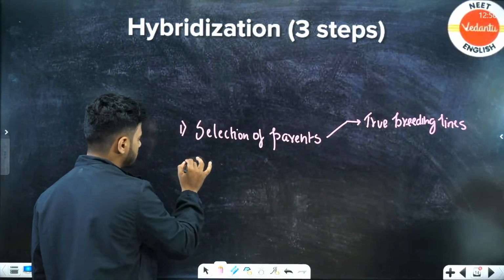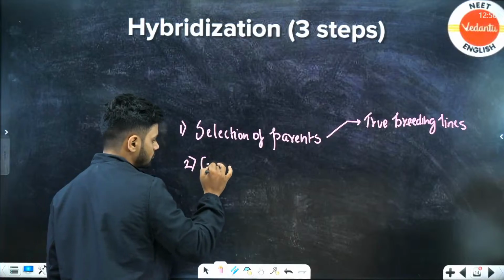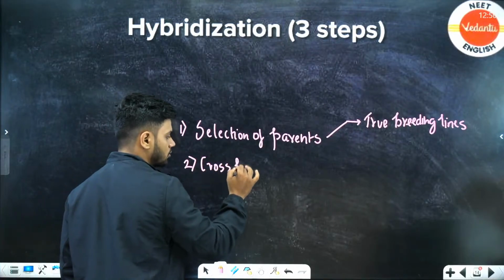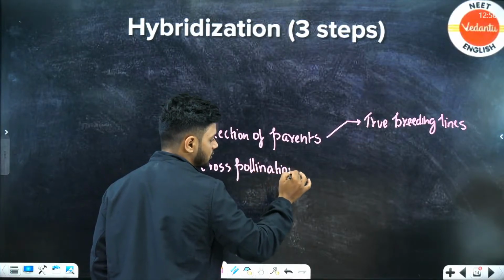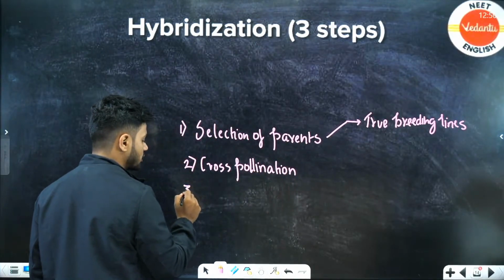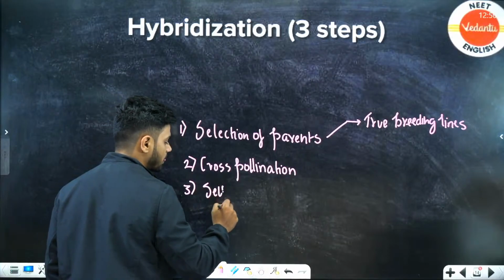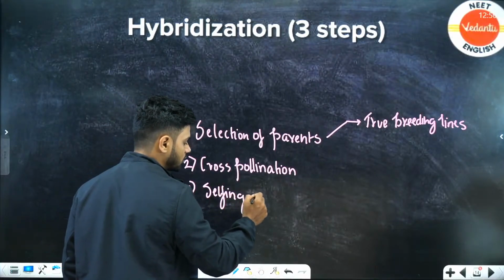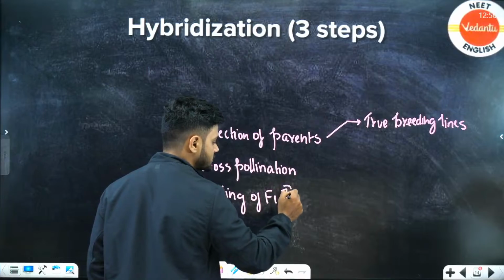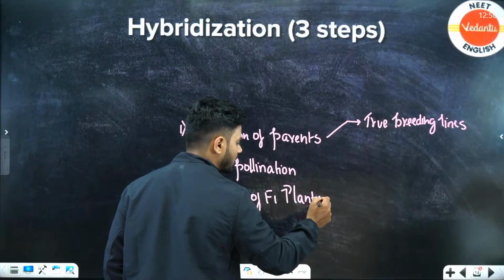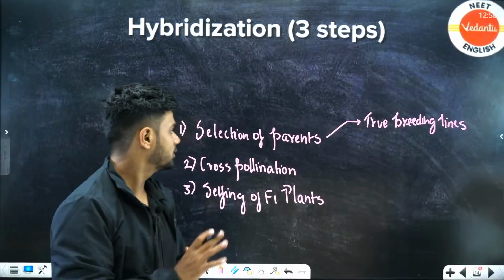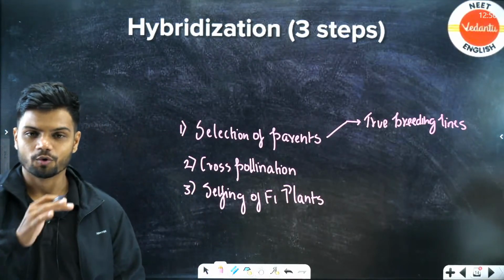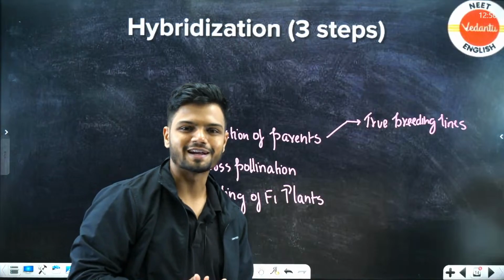Now the second step is cross-pollination. The third step is going to be selfing of F1 plants. Three steps in the case of your entire hybridization. One by one we'll go, and it is very easy to understand now.